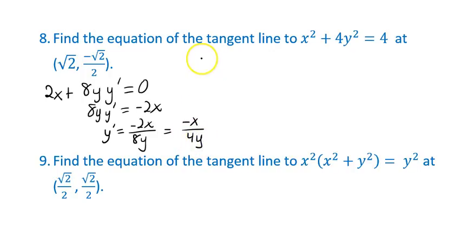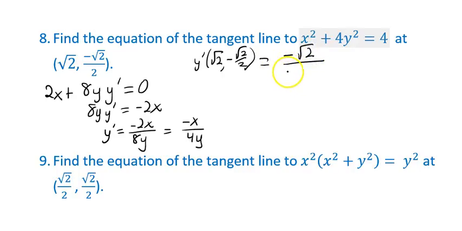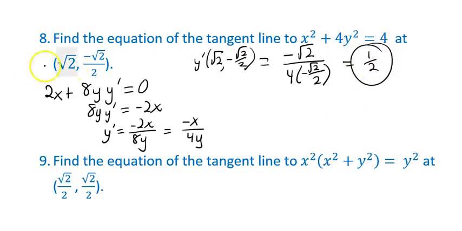Our slope is going to be the derivative at that point, square root 2, negative square root 2 over 2. So negative x over 4y. When we simplify that, that actually comes out to be 1/2. So it's not as bad as you think. So I'm going to take that 1/2 and the point they gave us and write my tangent line.